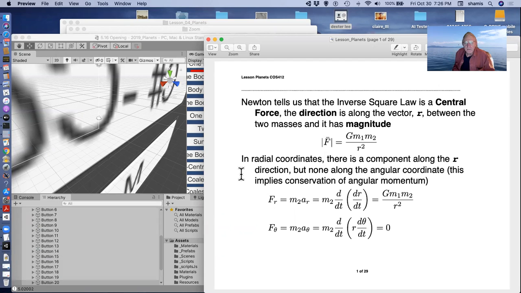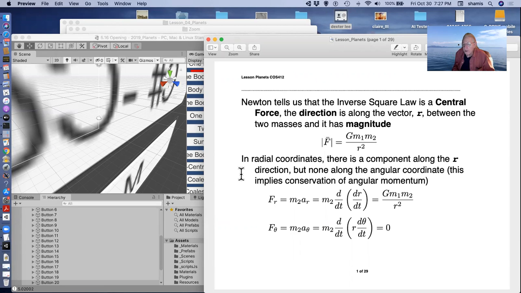And in 415, we talk about the inverse square law. That's a central force. Newton gave us that the magnitude of the force between two masses is G m1 m2 over the distance between them squared, and this is the magnitude. He also gave us the fact that it was a central force. The force vector is along the vector between the two masses.